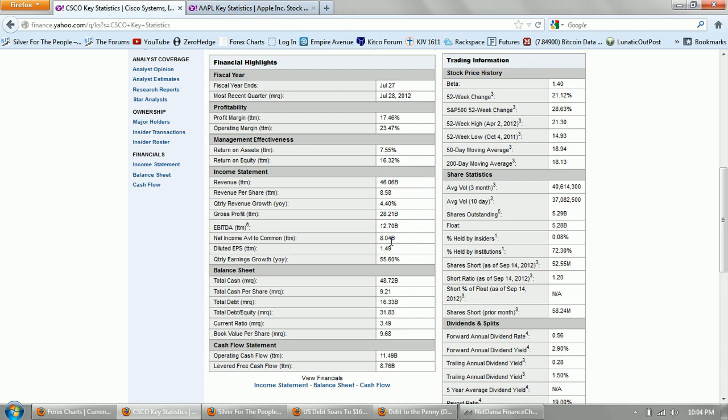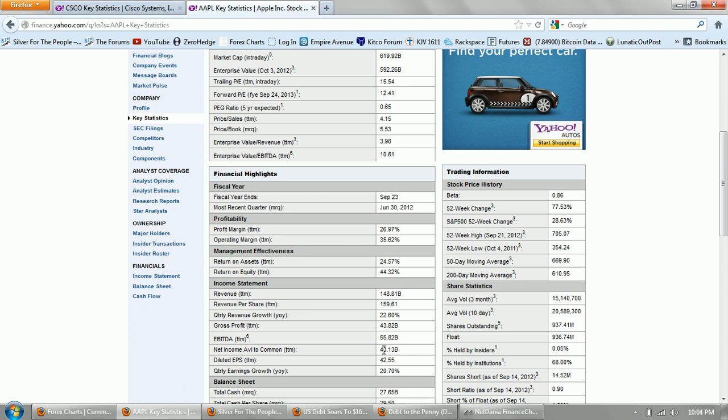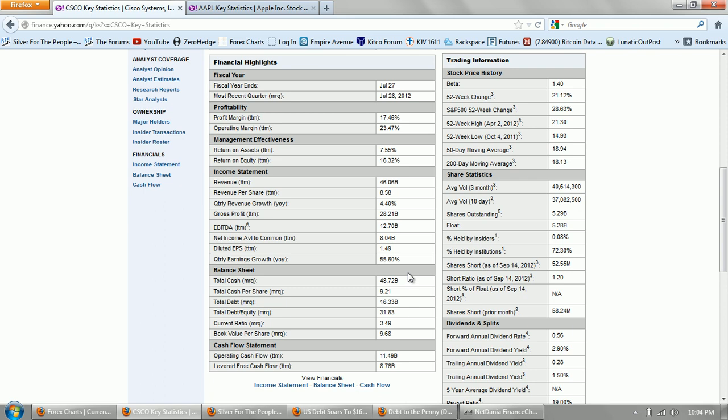If we went to net income, that's after, well, we want to look at EBITDA. The EBITDA on Apple is 55. The EBITDA on Cisco is 12. So that's about a fourfold difference. That would imply a price target of $80 on Apple. And then the net income is $8 billion.